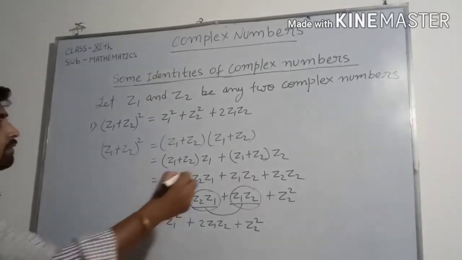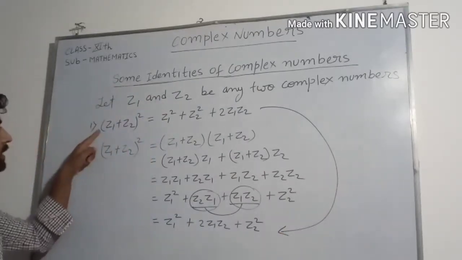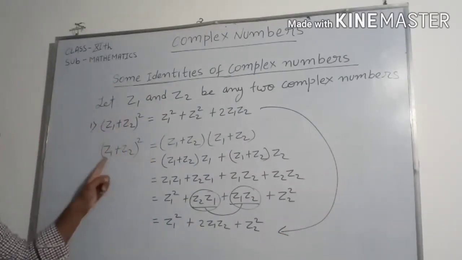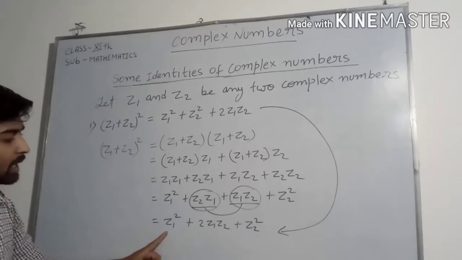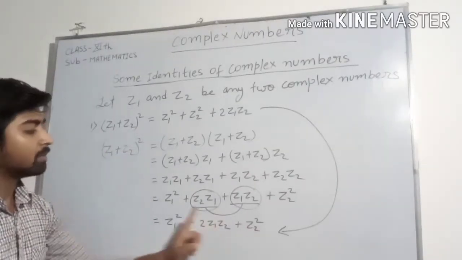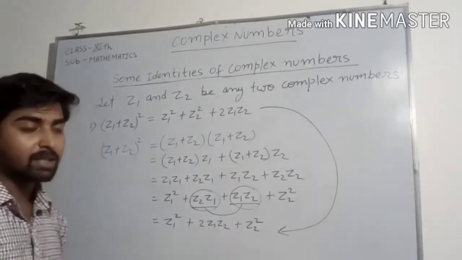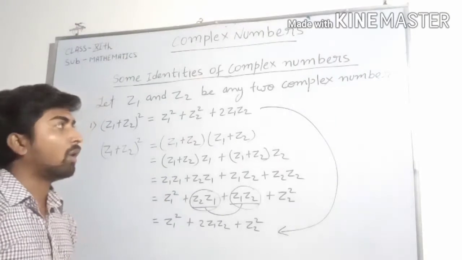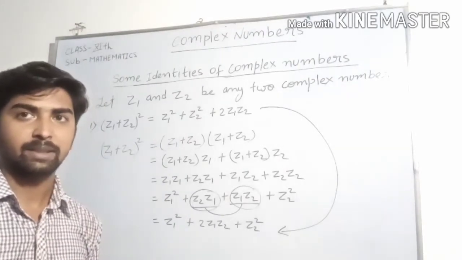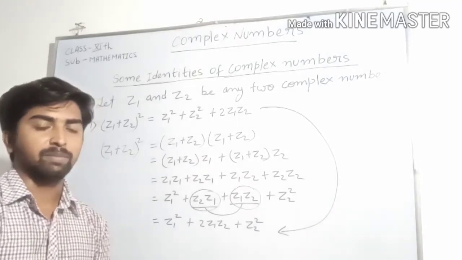In this way we have got our first identity, whole square of z1 plus z2 equals square of z1 plus square of z2 plus 2 z1 into z2. And in this way we can prove all other identities. Let us solve some problems.